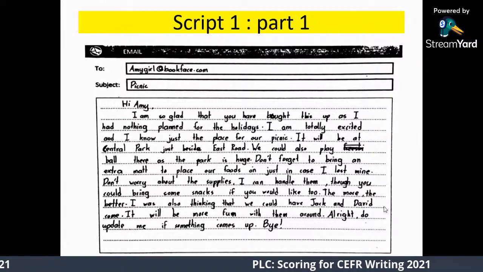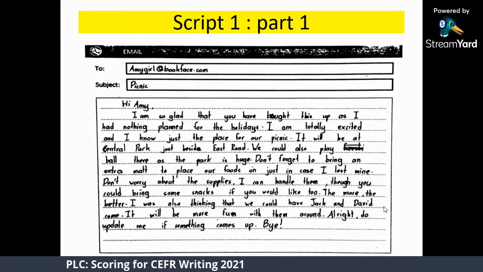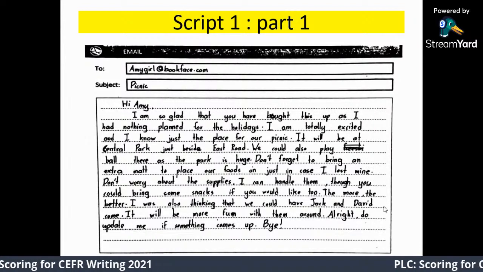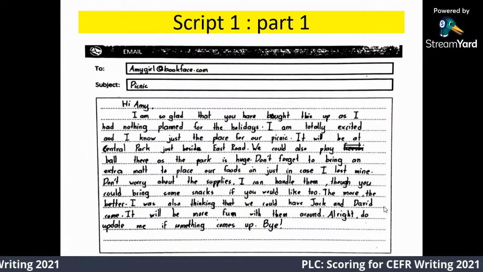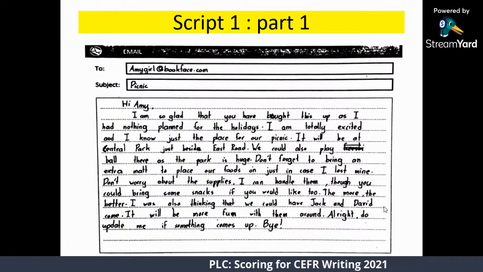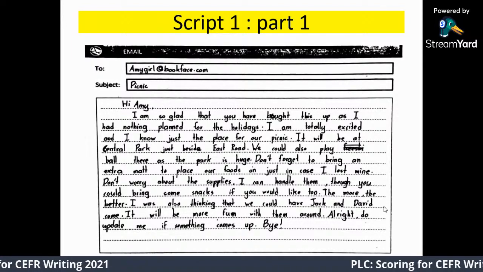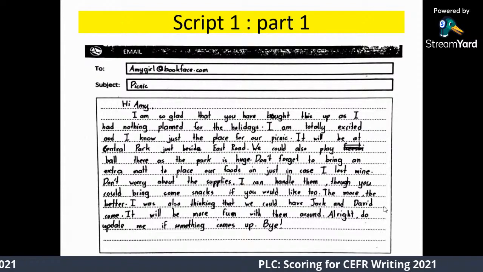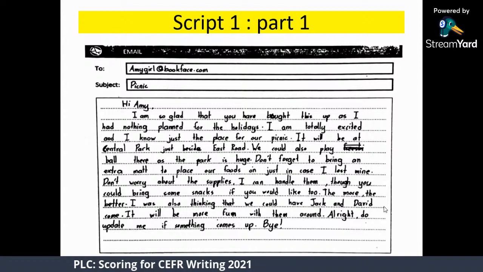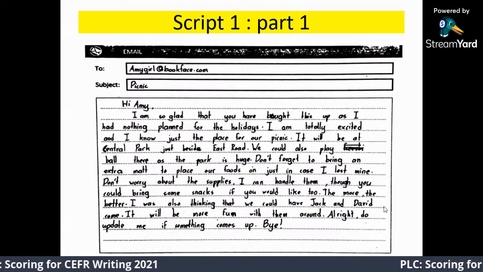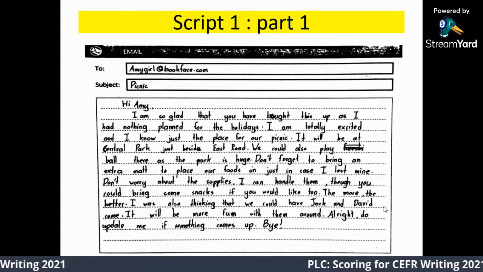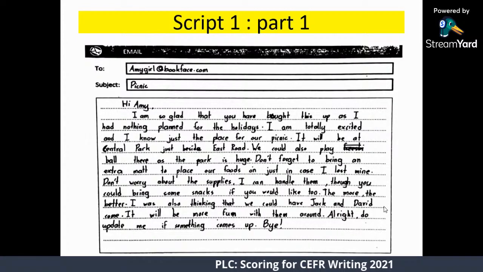And organization. There are cohesive devices and they are used appropriately. Okay. Though you could bring some snacks. All right, do update me. So the Lembaga Peperiksaan actually gave 5 for organization as well. So content was 5, communicative achievement was 5, organization is also 5 because the cohesive devices were used appropriately. And language, is the vocab suitable? Is it relevant to the theme of holiday, picnic?